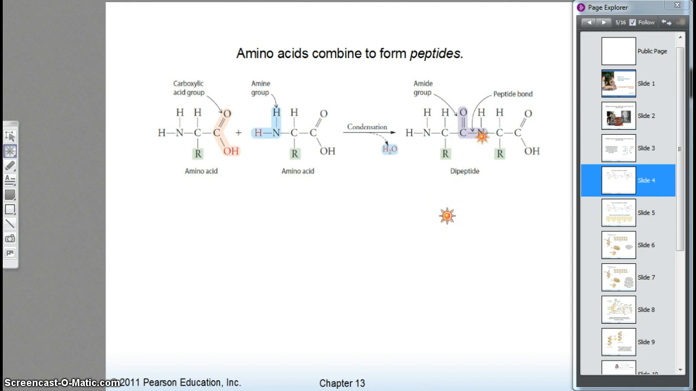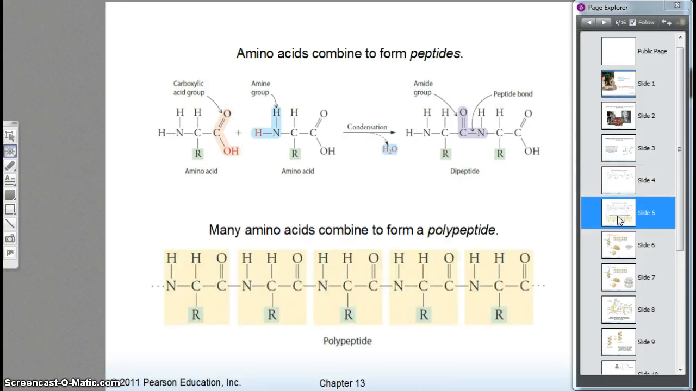So a collection of amino acids that is linked in this way is called a peptide. The number of amino acids in a peptide is indicated by the prefix. So if it's called a dipeptide, like this one here, that means there are two amino acids combined. If it's a tripeptide, that means there are three. If it's a tetrapeptide, that means it's four. If there are 10 or more amino acids combined in a chain, then it's called a polypeptide. So you can see a polypeptide here at the bottom of the screen.